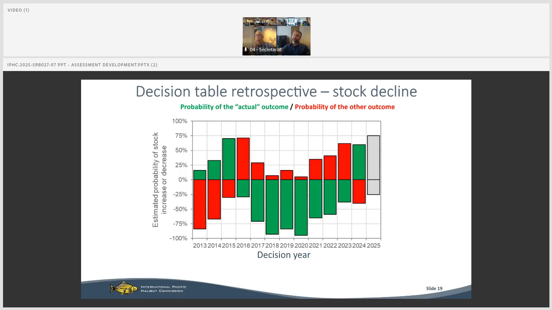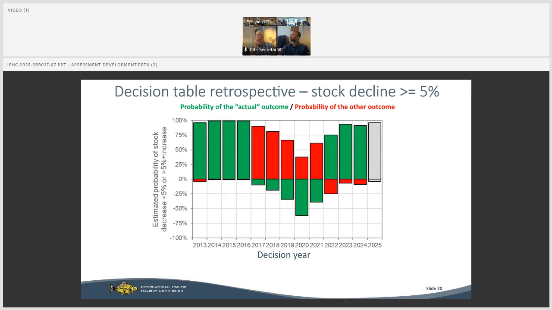So this is the probability of stock increase or decrease, and then this is the probability of stock decline of greater than or equal to 5%. So the 0 here is at least 5% down, and this is where it's confusing. But you interpret this exactly the same way. So basically, we didn't think there was any chance of the stock going down by at least 5% in these first assessments, and we were right. And then it did go down by 5%, and we didn't have a huge probability on that, but those probabilities went up as it went down for a couple of years and then back the other direction.